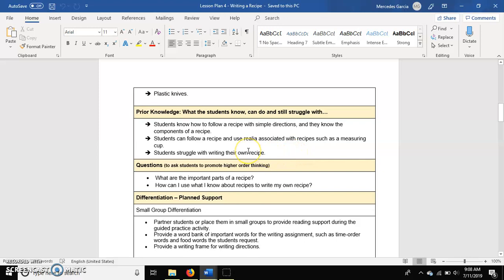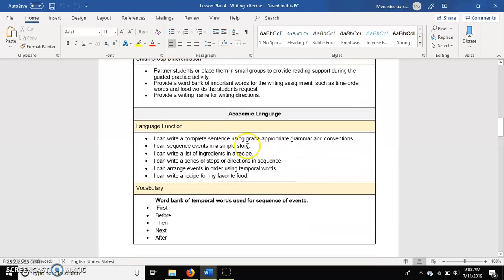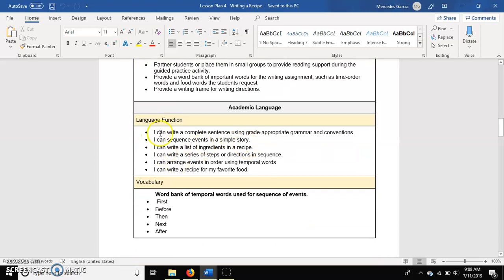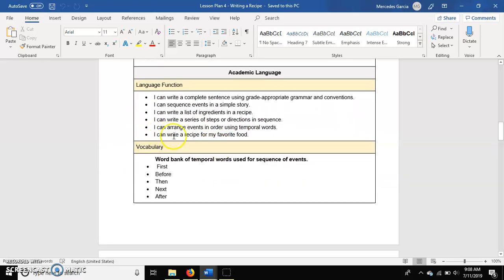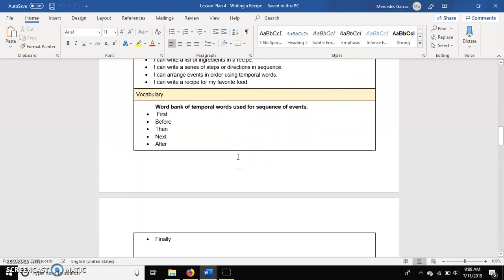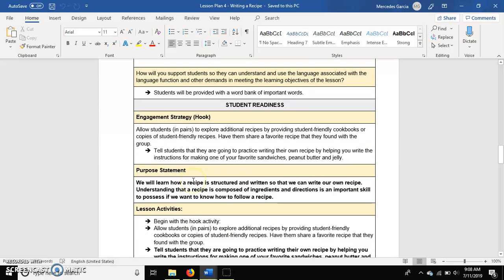Students struggle with writing their own recipe. So this is their prior knowledge. The language functions: I can write a complete sentence using grade-appropriate grammar and conventions. I can sequence events in a simple story. I can write a list of ingredients in a recipe. I can write a series of steps or directions in sequence. I can arrange events in order using temporal words. I can write a recipe for my favorite food. Here's the word bank of temporal words.